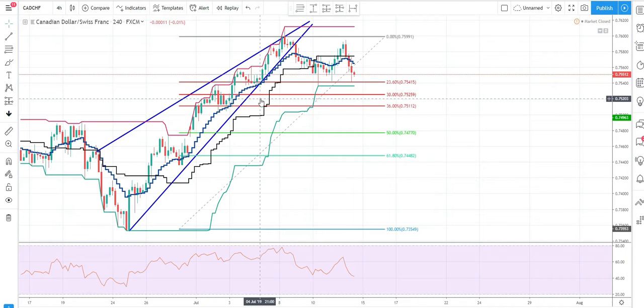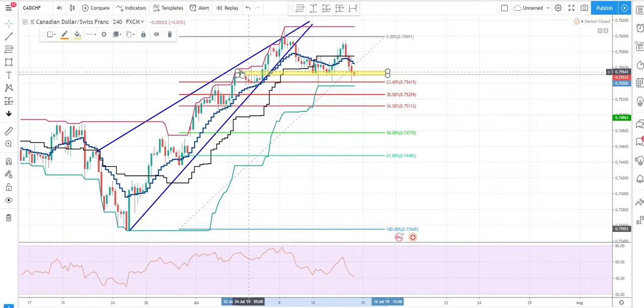CADCHF, active and in a profit. Entry somewhere around here at the breakout, went a bit higher, never really went in a loss, still in a nice profit. But this one, just like the last two, also needs to break this key trading level here. So we have a resistance, support, support. If this breaks, we start adding on, especially after the 23.6 is broken.